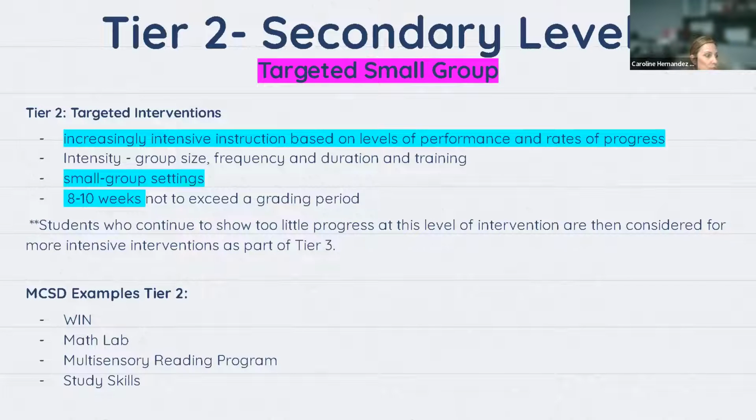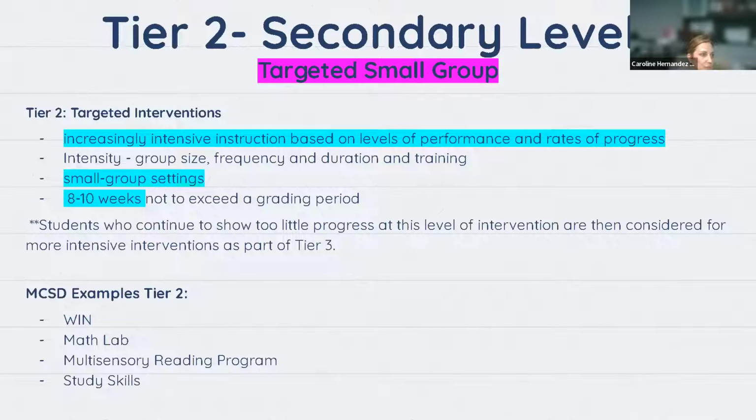When students are not successful in the tier 1 setting, we might refer them to tier 2 or targeted small group interventions. So this is increasing in intensity because the student has shown that their level of performance and their rate of progress suggests that they need that intensive instruction. So at this time, we'll be looking at a small group. It's usually not more than 5 students, and it may be on a frequency of every other day for 30 minutes. And what we're really increasing the intensity in is group size, frequency, duration of the service, and also the training of the person providing that service.